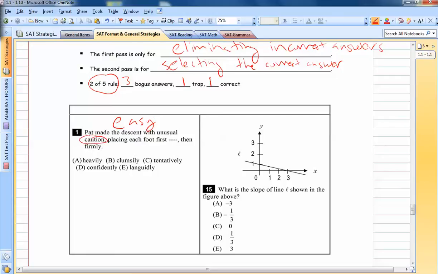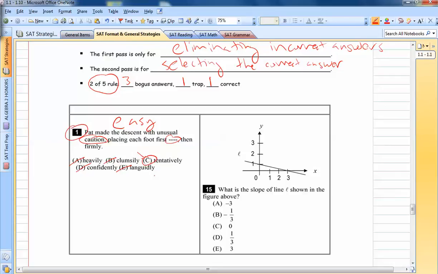And we're placing each foot first cautiously, or making the ascent cautiously, so we want a word that's synonymous to cautious. Heavily, clumsily, and confidently are obviously not synonymous to cautious. Tentatively could be. Languidly is a tough word, but remember it's a number 1. So I'd probably go C, because I'm comfortable with C. I know what it means.